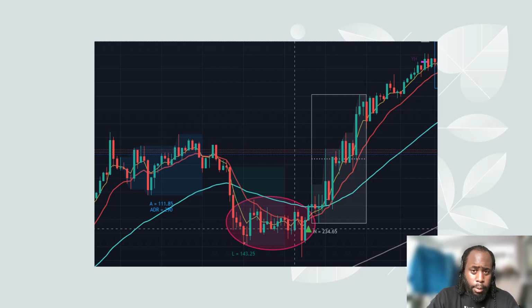Now, there is another video I'll be making around the TDI, which I'll come back to. We'll look in more detail and see how there's something called divergence, which could help aid in making a higher probability setup like this one is.